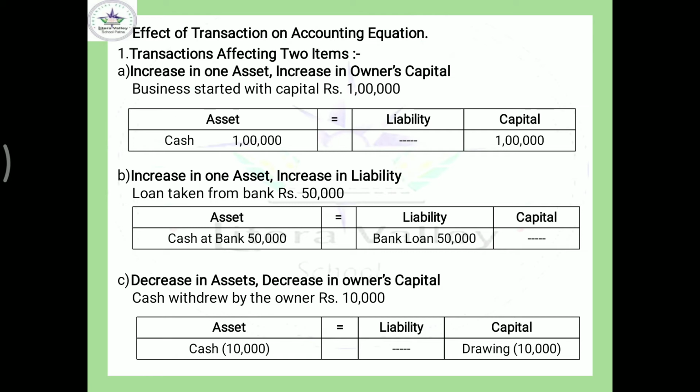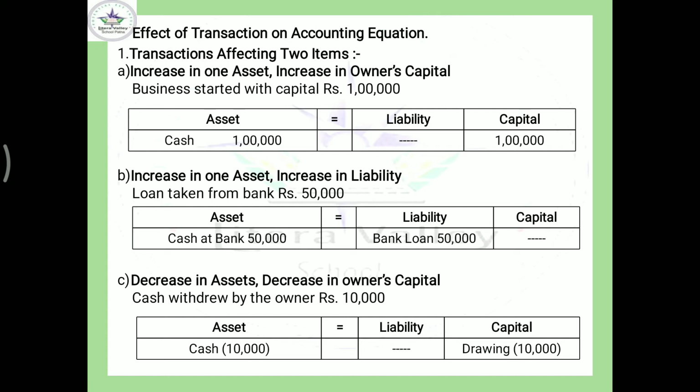Transactions may be of two types: a transaction affecting two items and a transaction affecting more than two items. So first of all, we are going to consider a transaction affecting two items. Here two items means asset, liabilities or capital.